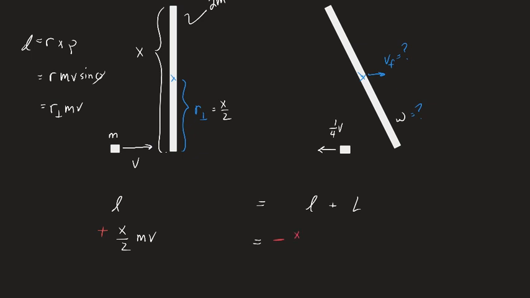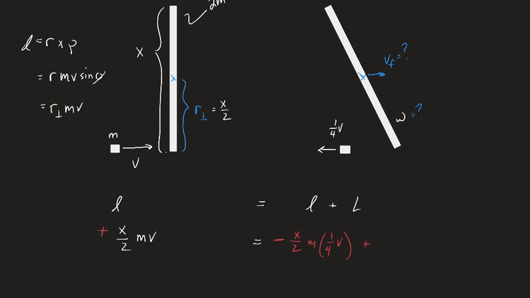Still X over 2. The center of mass is staying in a straight line, but this is only supposed to be the instantaneous moment after the collision. So it doesn't matter that the rod is starting to move to the right. Instantaneously, it's still the same distance, so I still use X over 2. But I will have to use M times 1/4 V. I'm not putting a negative sign there because I handled the negative sign right there. If you didn't think to do that, hopefully you'd remember to put the negative sign in there somewhere. But remember, that negative sign is making the entire angular momentum negative.